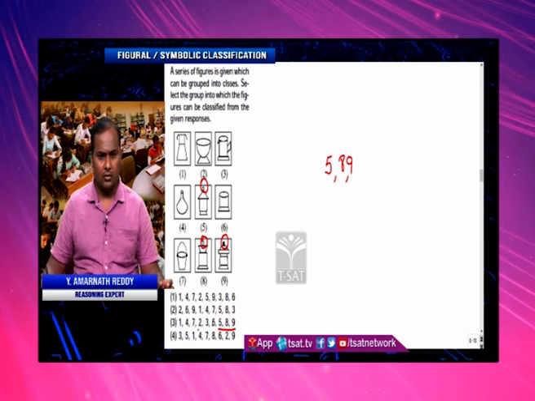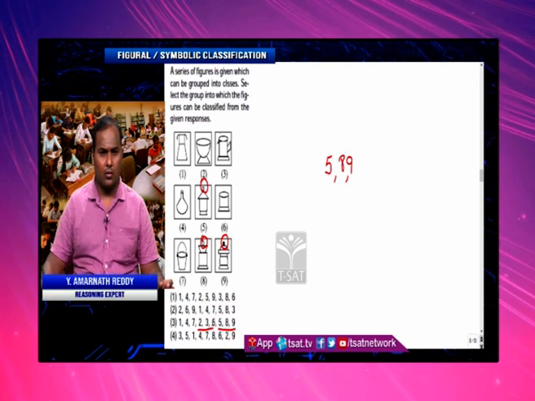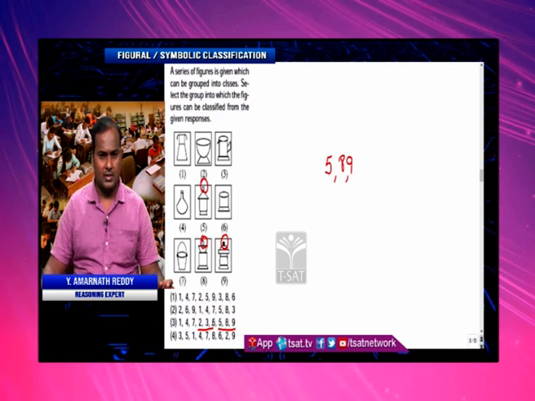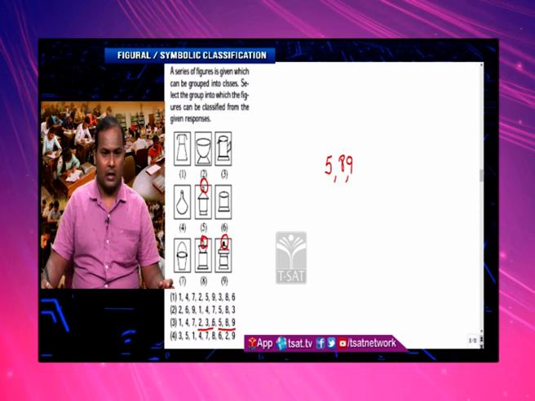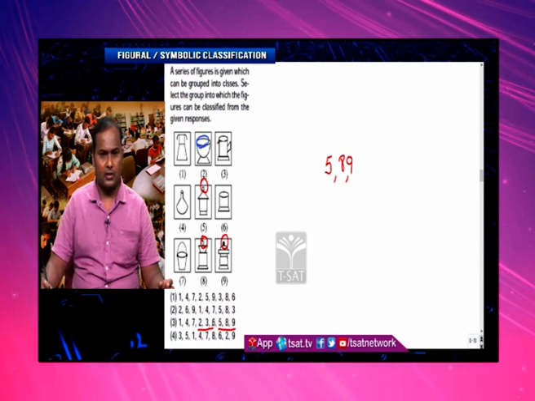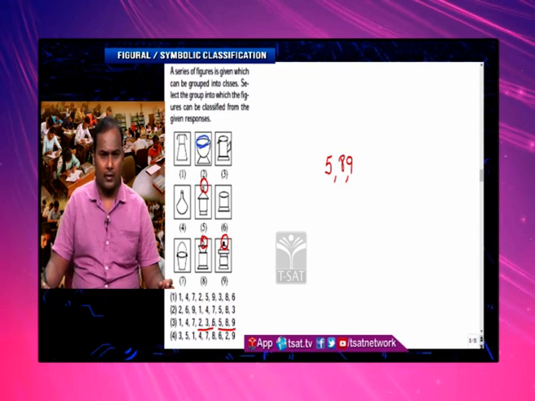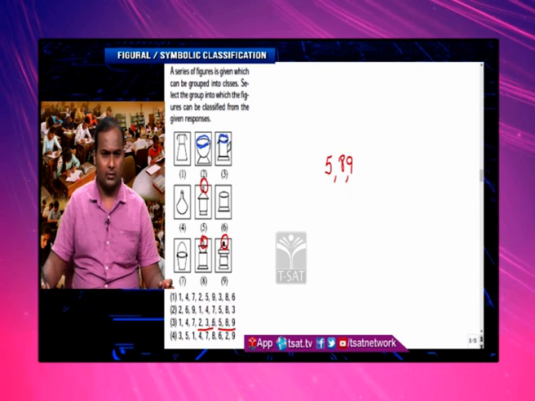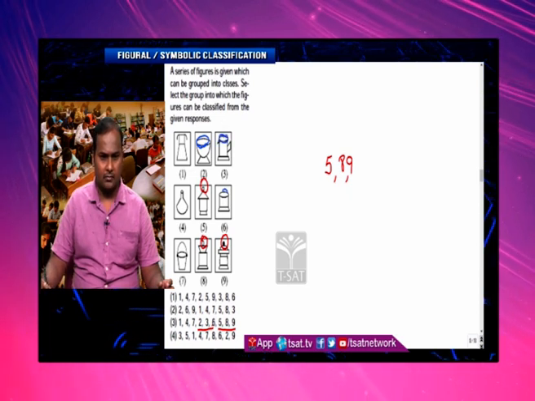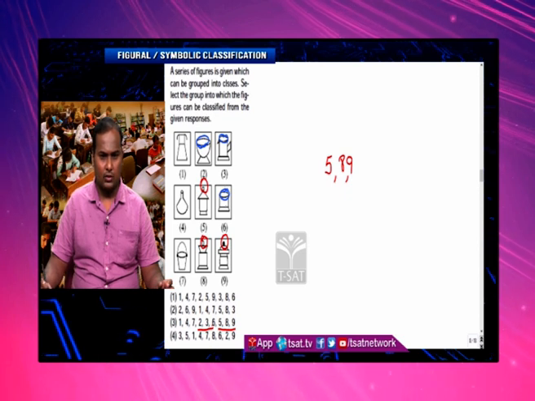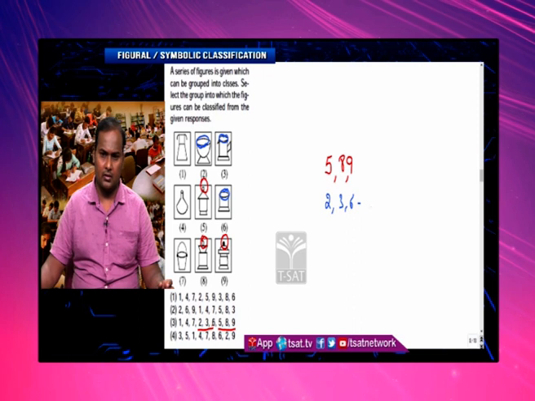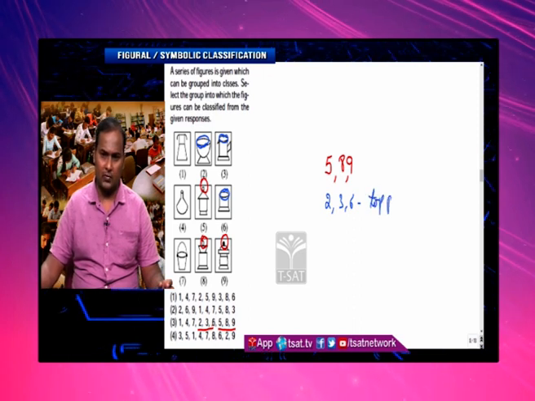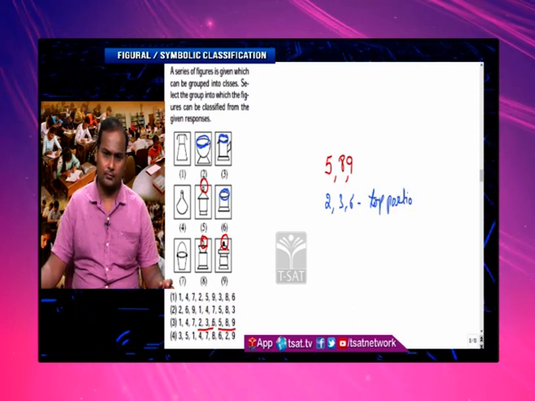Now you see here 2, 3, 6. Is there a common character in 2, 3, 6? Yes. What is that? That is an open elliptical shape figure. So this is 2, again 3, again 6. If you see this 2, 3 and 6, the top portion is common, is the same.